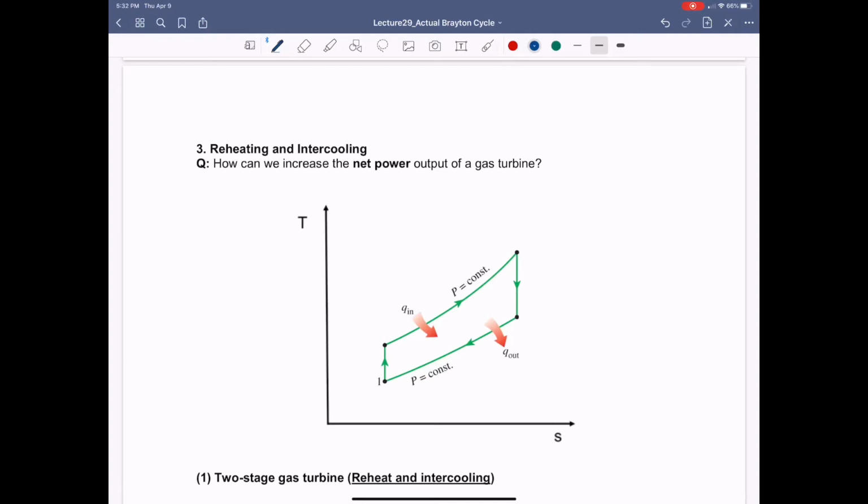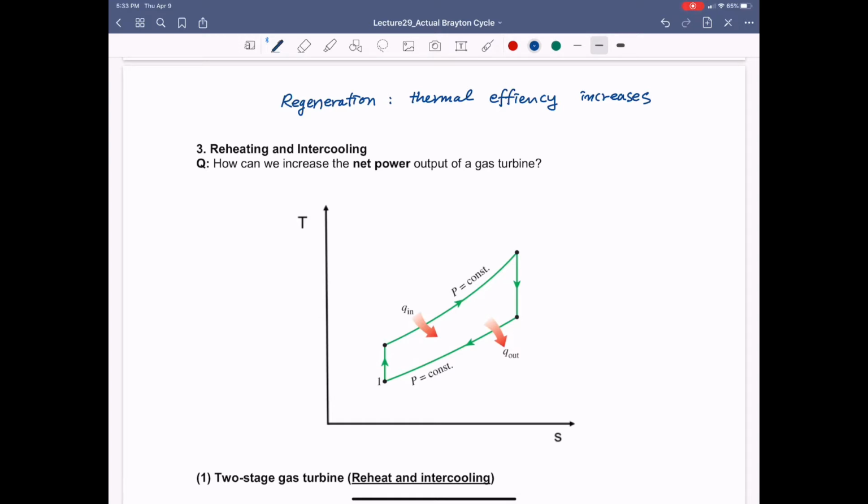So we learned how we can improve the thermal efficiency of the gas turbine. And the answer is that yes, by using regeneration, we can improve the thermal efficiency. Let me write this down again. Regeneration helps us to improve the thermal efficiency. But there's another factor that we have to think about in terms of performance of gas turbine.